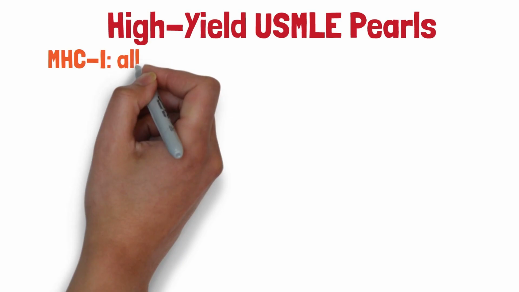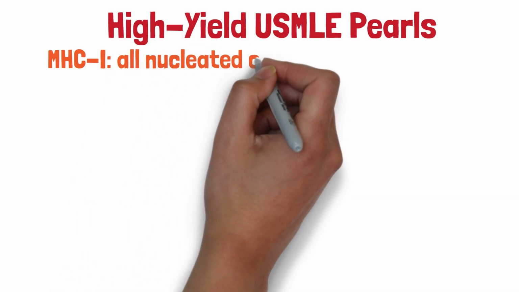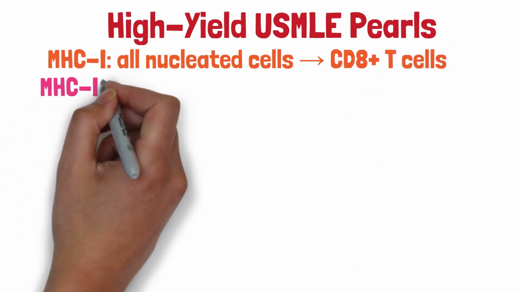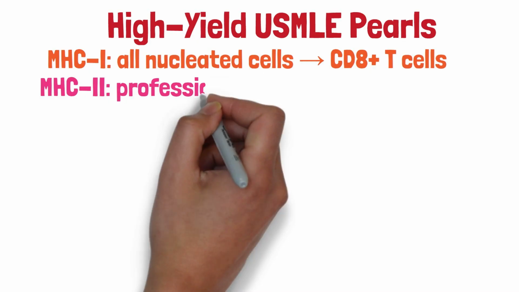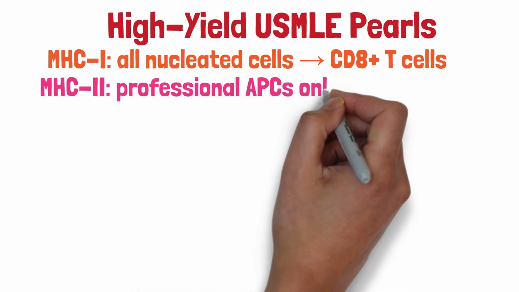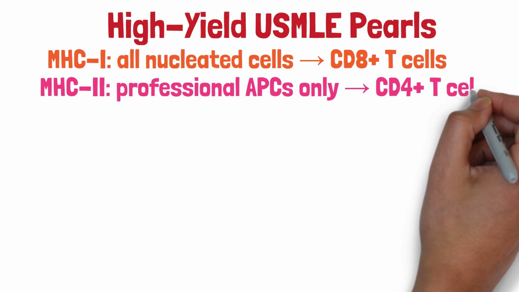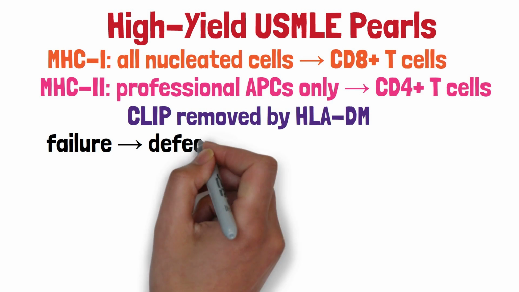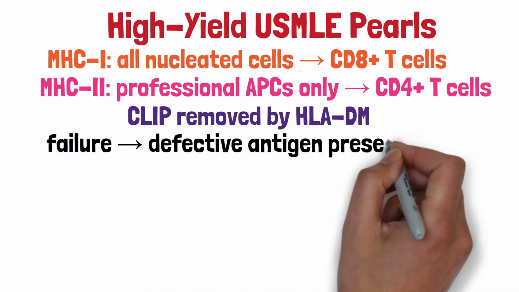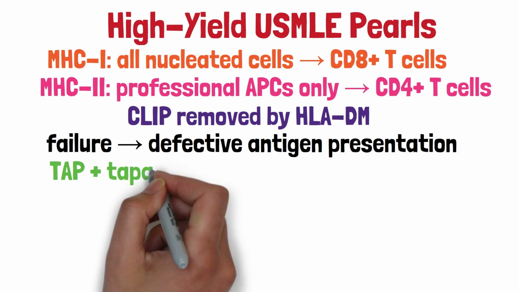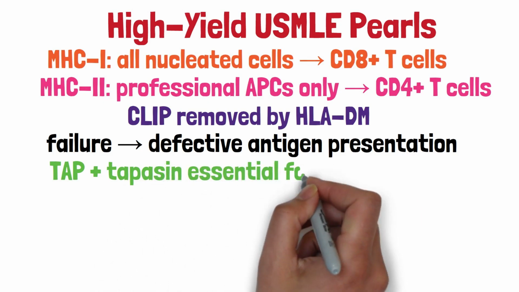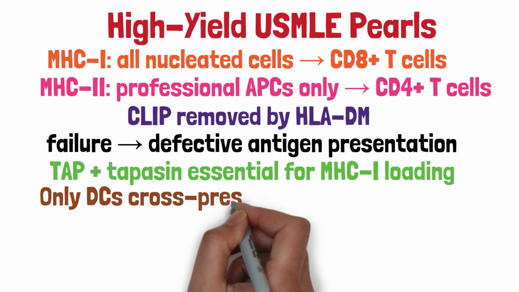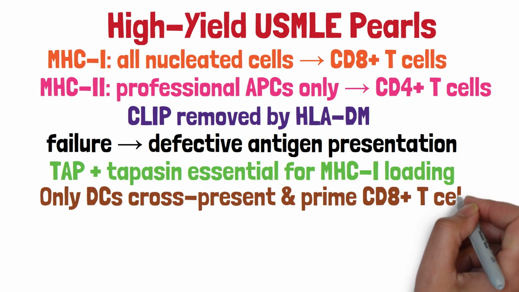MHC-I is expressed on all nucleated cells and presents endogenous peptides to CD8-positive T cells. MHC-II is restricted to professional APCs and presents exogenous peptides to CD4-positive T cells, and that's the answer to the quick check from earlier. CLIP is removed by HLA-DM, and if that step fails, antigen presentation is defective. TAP and tapasin are both essential for MHC-I peptide loading, and dendritic cells are the only APCs that can cross-present and prime CD8-positive T cells.